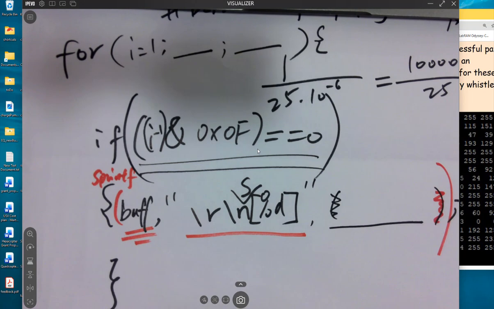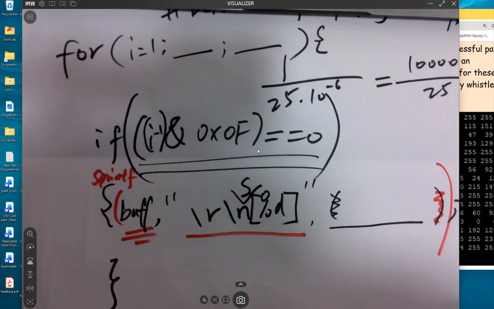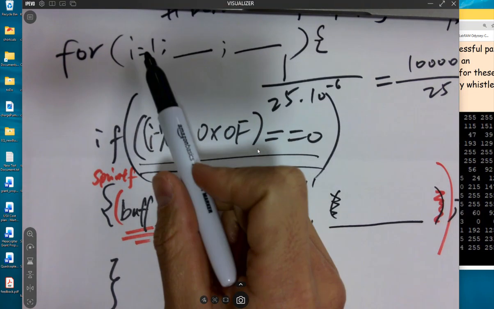Why wouldn't you just start before the loop at I equals 0? That should work as well, I think. Yeah, either way.